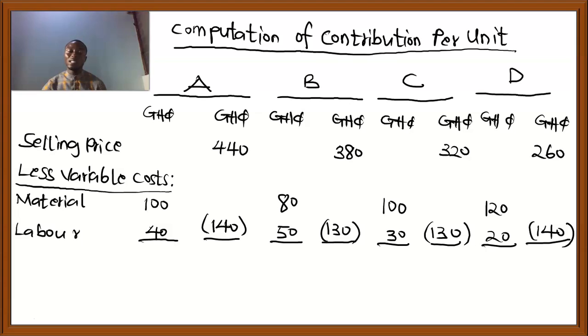We are going to subtract that from the selling price to calculate the contribution. So in respect of table A, we subtract 140 from 440 and that gives us 300. For B, we subtract 130 from 380 and that gives us 250. For C, 130 from 320 will give us 190. And then for D, 140 from 260 will give us 120. So these are the contributions per unit.